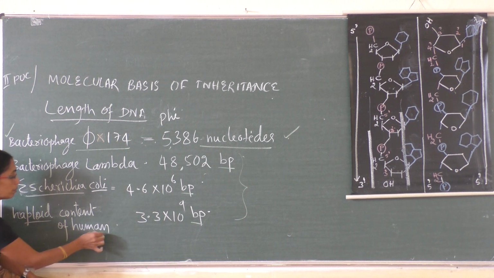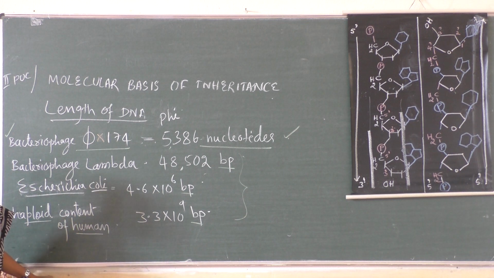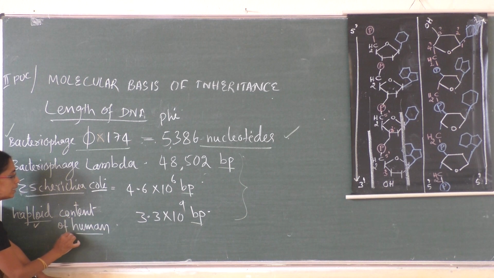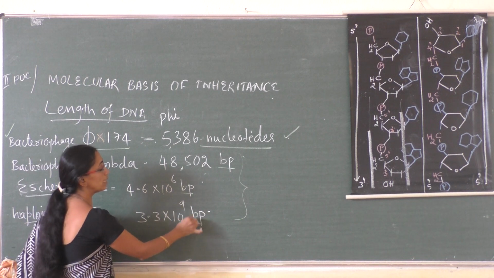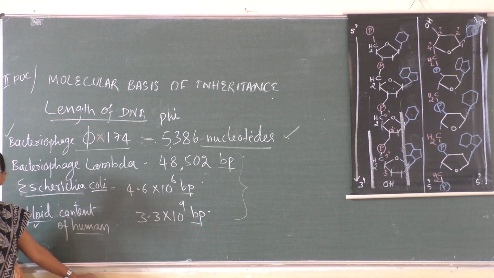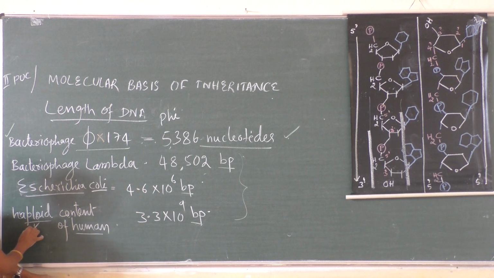When we come to human being, diploid cell, haploid cell we say. With one set of chromosomes we designate it as N, with two sets 2N. So this is for haploid content of human. Haploid refers to 23 chromosomes. So haploid content of human beings is 3.3 into 10 to the power 9 base pairs. That is for haploid content.